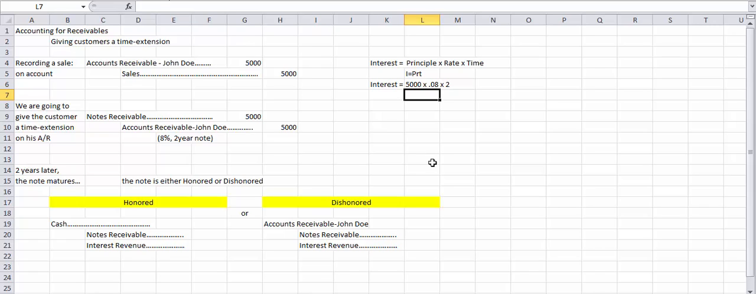Had this been a 2-month note, I would have done 5,000 times 8% times 2/12. Since there are 12 months in a year, if it was a 2-month note, then I would go 2/12. But I only put the 12ths in there if I'm dealing with months. So 5,000 multiplied by 8% multiplied by 2, I come up with 800. So that's the amount of interest that this loan, in essence, has basically earned for us.